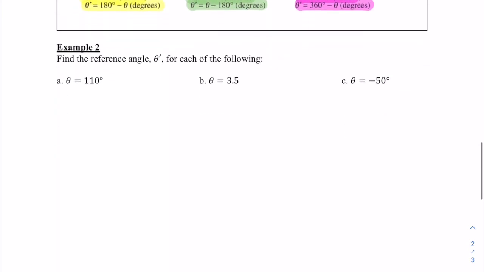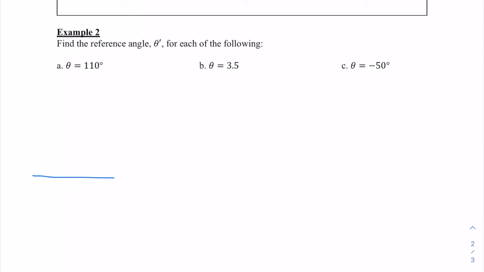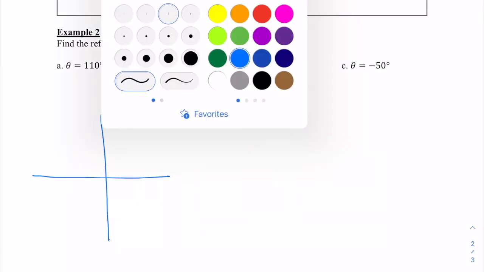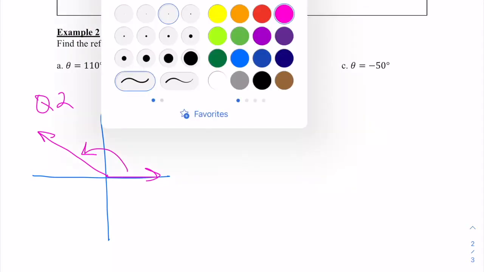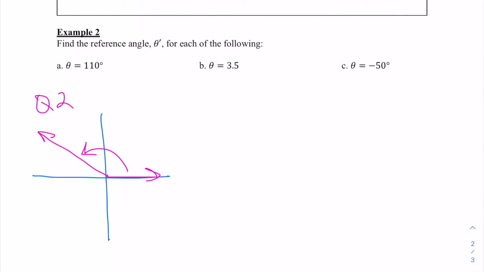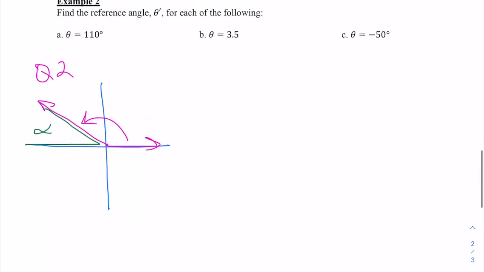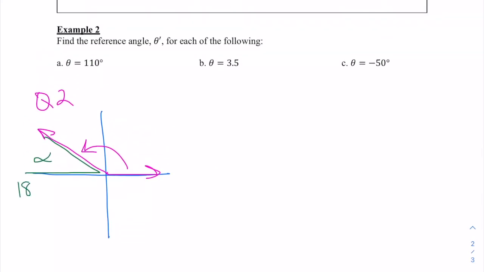Okay, so for each of these, we're going to find which quadrant they land in, and then we'll calculate the reference angle. So 110, you know really quickly that that's going to fall in quadrant 2. If we wanted to find this reference angle, and you could use theta prime, I often use alpha here, we're going to have to just subtract 110 from 180. That's some easy math. That's just going to be 70 degrees. And remember, our reference angle will always be an acute angle.